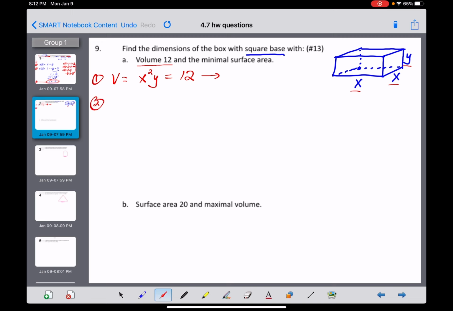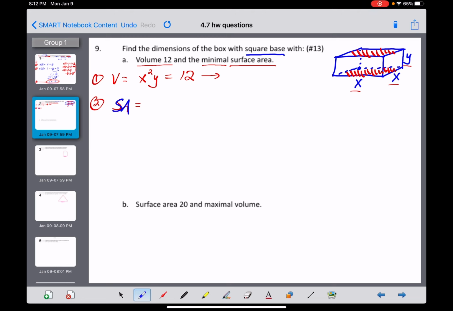Write an equation for what it is we're trying to optimize. We're looking for the minimal surface area, so we need to come up with a formula for the surface area of this box. For starters, every prism such as this has two bases, one down here on the bottom of the figure and an identical one up here on the top. And what's the area of each one of those squares? x times x is going to be x squared.